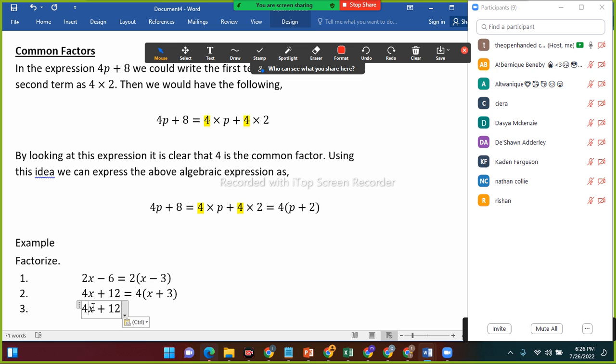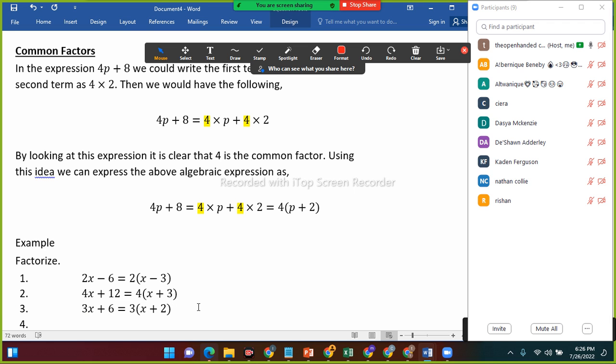For this one, I want Albernic to help me. So we have 3x plus 6. Alright, Albernic, what is the common factor of 3x and 6? 3. 3, very good. So what goes in the brackets? X plus 2. X plus 2, very good, because 3 times x is 3x, and 3 times 2 is 6. Very good.